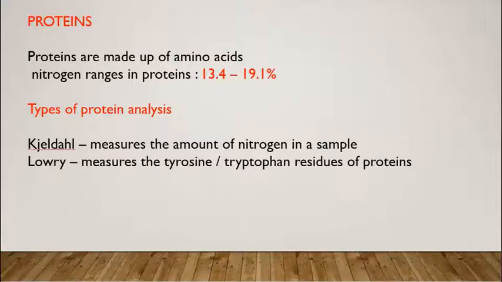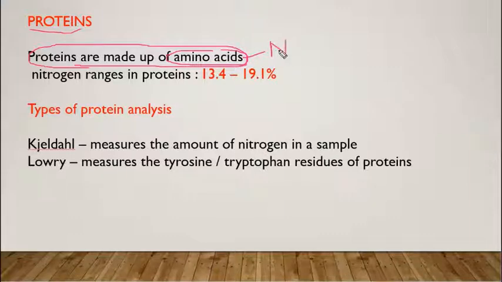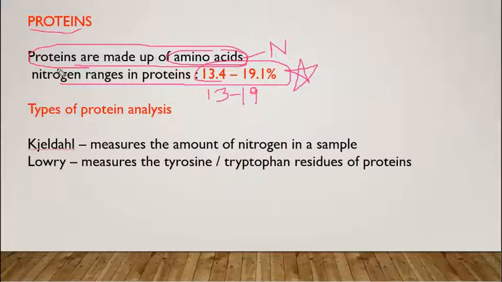So the third component, yesterday we discussed two components. Now the third component, proteins. Proteins are made up of amino acids. Please remember this: protein majorly consists of amino acids, and amino acids are chemically made up of nitrogen. Nitrogen ranges in protein from 13.4 to 19.1%. Remember this range; if you just remember 13 to 19%, then it is enough.